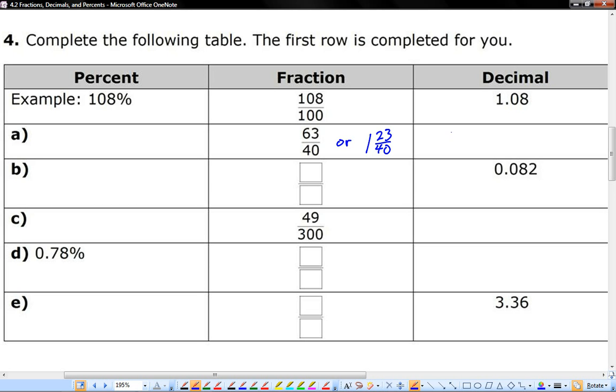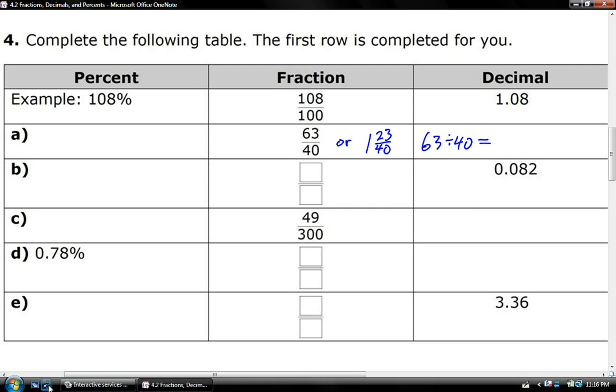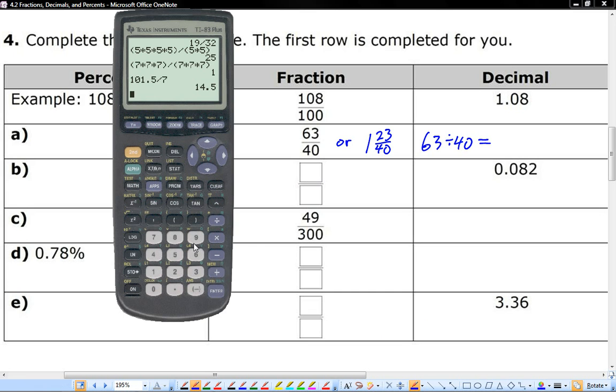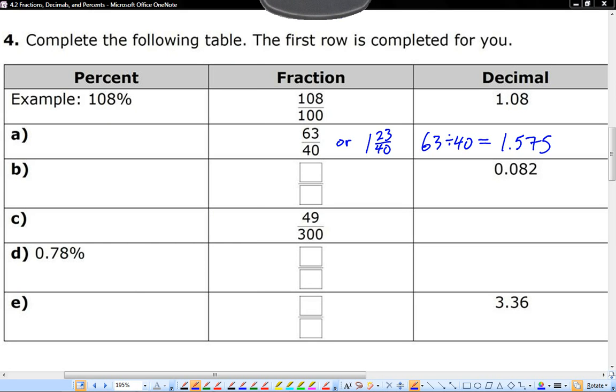As a decimal, what you can do is take the 63 and divide by 40. And so I'm going to bring back my calculator here. So again, if I do 63 and I divide by 40, I get 1.575. Okay? Once I have it as a decimal, it's very easy to convert it into a percent because I can just move the decimal place over 2 spots to the right. That's 157.5%.